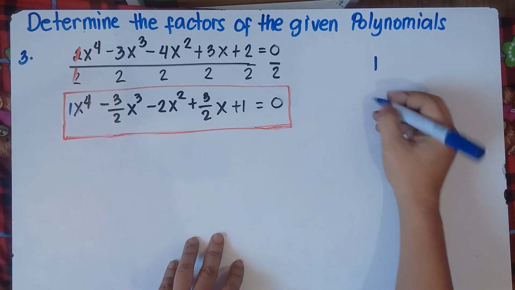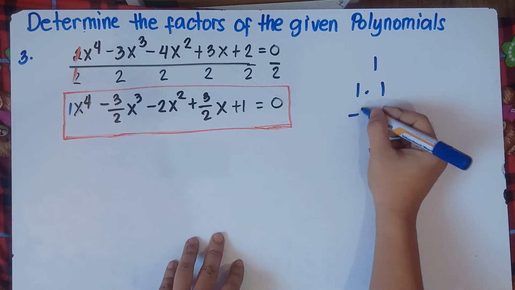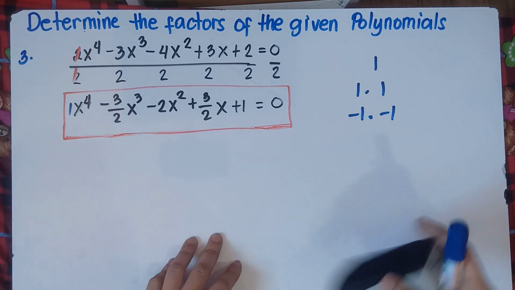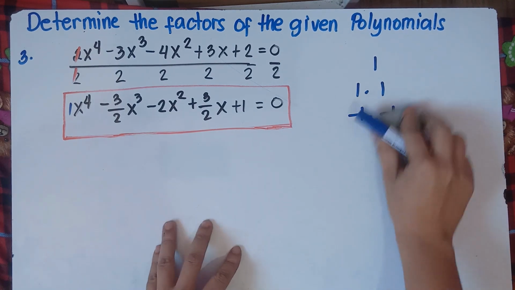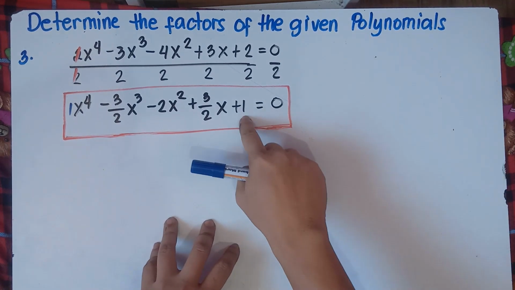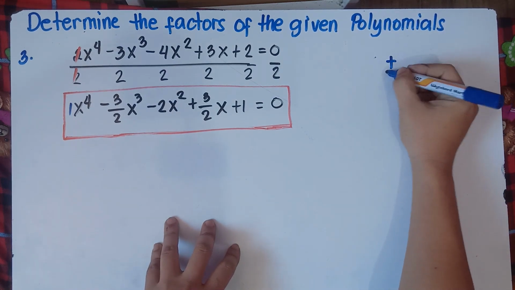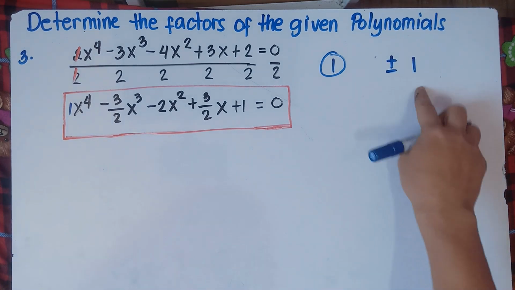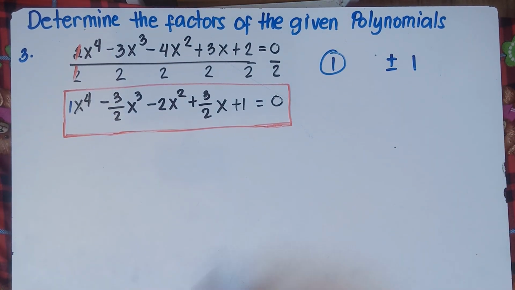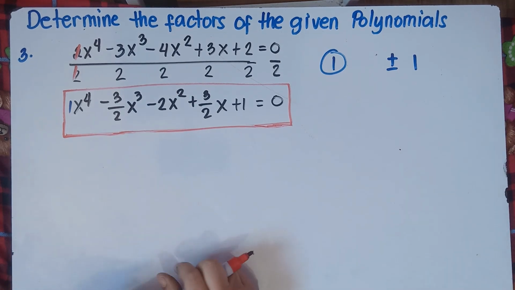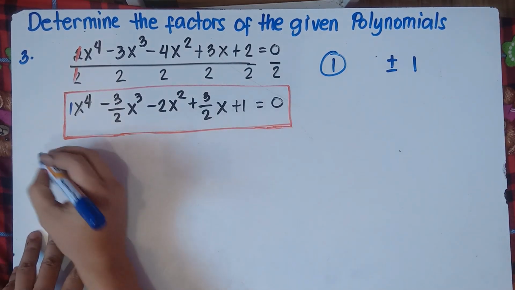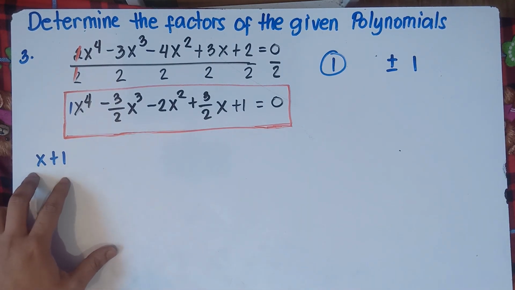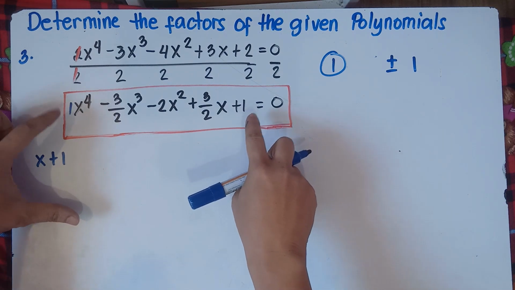Of course, for positive 1, that would be 1 times 1, and negative 1 times negative 1. So the factors of 1, that would be positive, negative 1. Positive 1 and negative 1. So we will be using positive 1 and negative 1 for x. So let's use positive 1. So x plus 1. So we will be using x plus 1 to find the factors of this given polynomial.